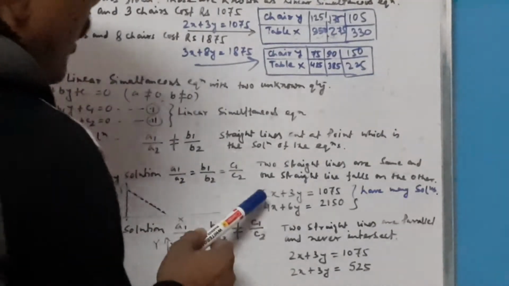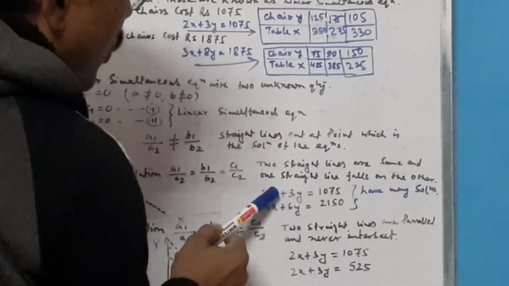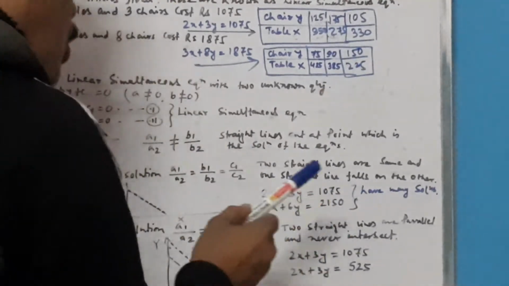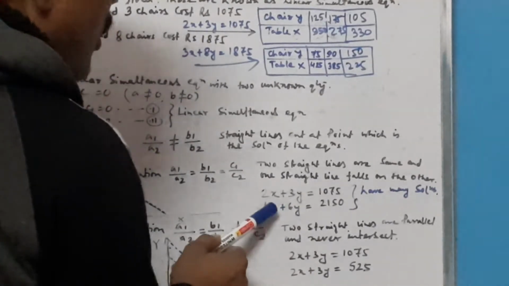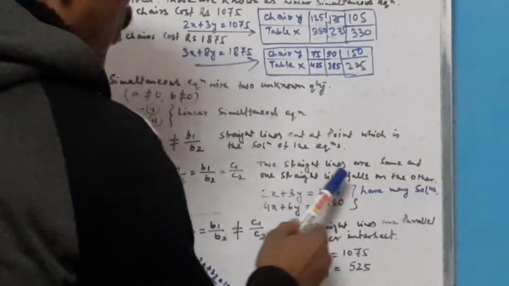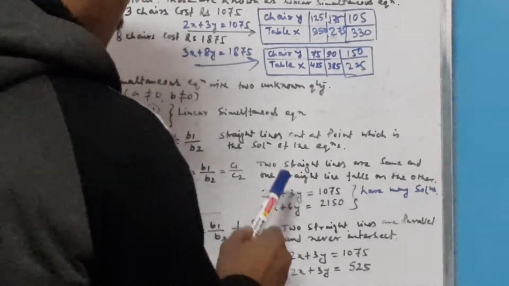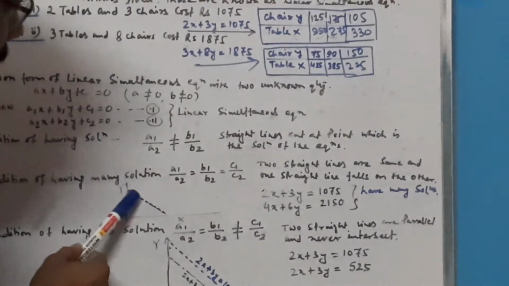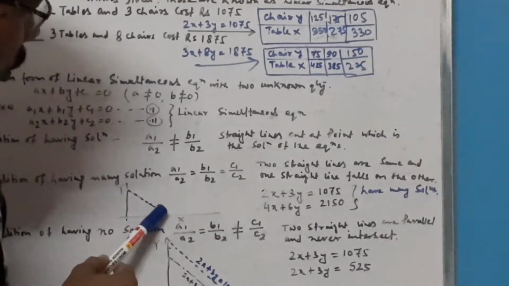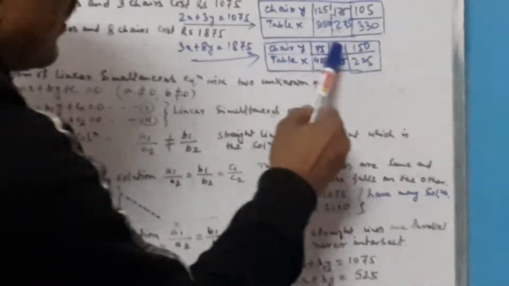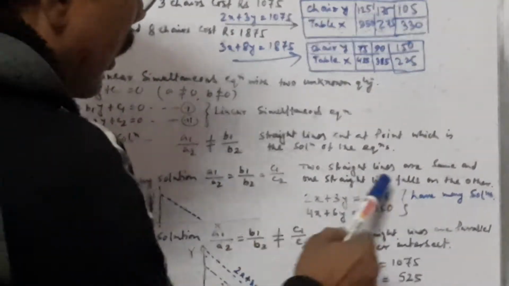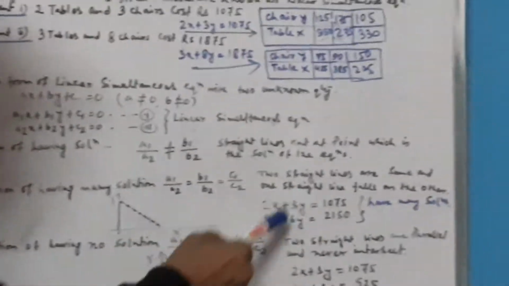It means the points which are situated on the line 2x plus 3y equal to 1075 will all be situated on the line 4x plus 6y equal to 2150. That means the set of points will be the same for both lines. This blue line and this black line will coincide with each other, and all the points on them will satisfy both equations, and all those points will be the solution of these two equations.